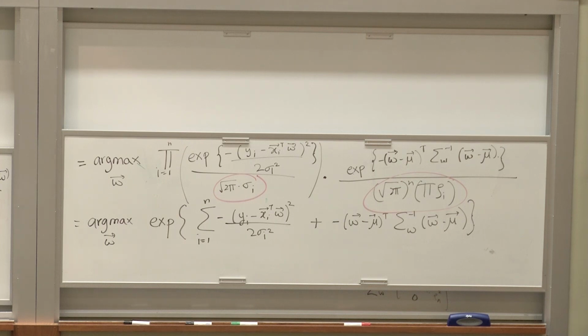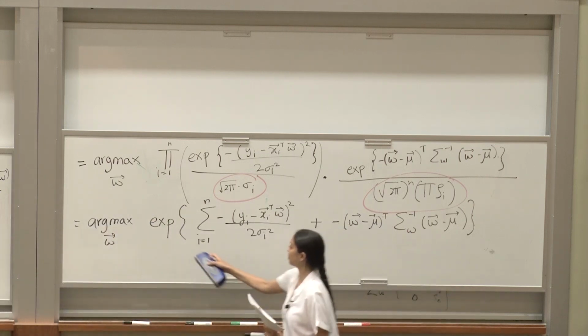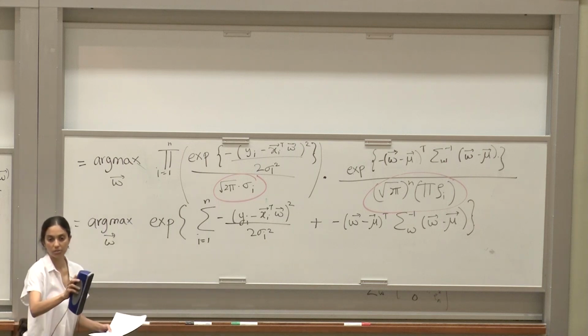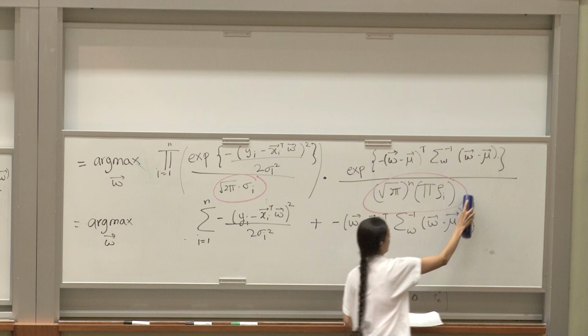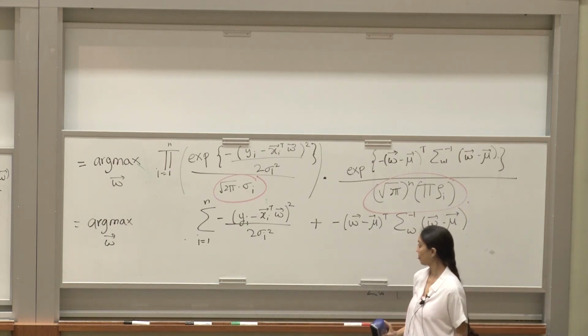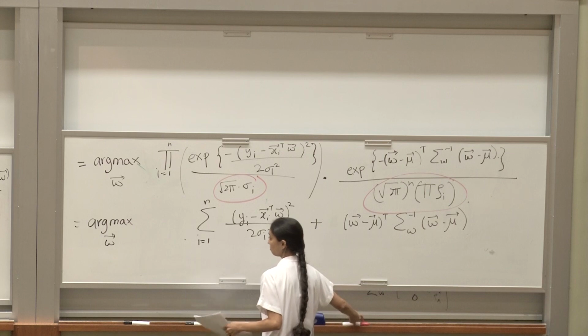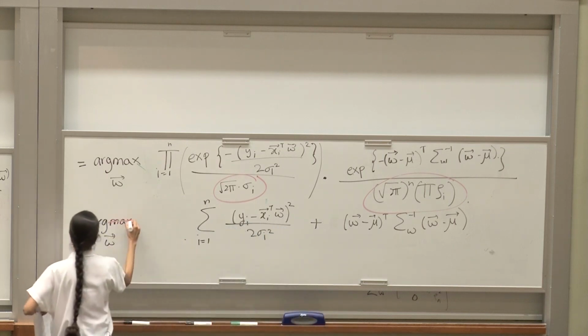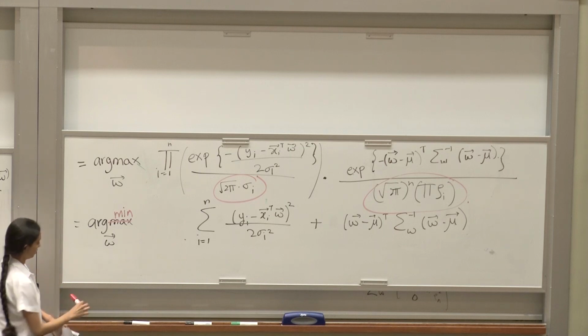Now I can do the same trick that I did last time. Do I care about the exponential? Can I just take logs? So I'd lose the exponential. Okay? Can I lose the negative signs and write this as an argmin?